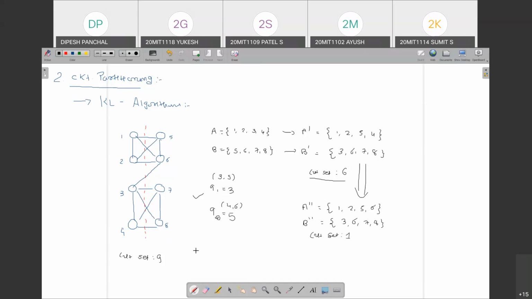What is G3? Sir, G3 is minus 6. Minus 6 is correct. If you are getting another answer, please check. 1 comma 7 is the selection. So if I apply this on this partitioning, let's say A triple dash, B triple dash, 1 and 7 I have to interchange. 7 becomes 1.